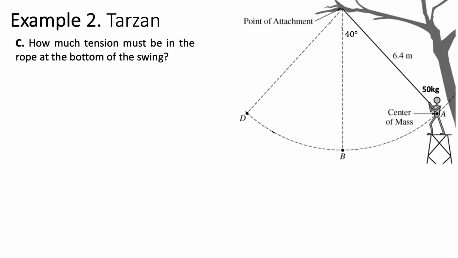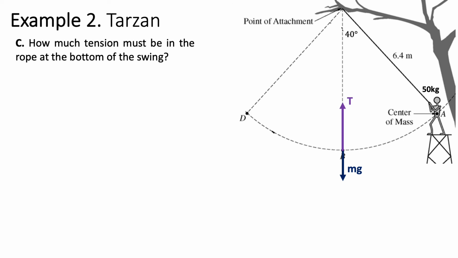Okay, let's go over question C, which is more relevant to our topic of centripetal motion. The question is how much tension is going to be in the rope at the bottom of the swing? Well, since the question is asking for a force, it is upon us to draw a free body diagram at the bottom. At the bottom of the swing, we have the earth pulling down on the object and the rope pulling up on the man.